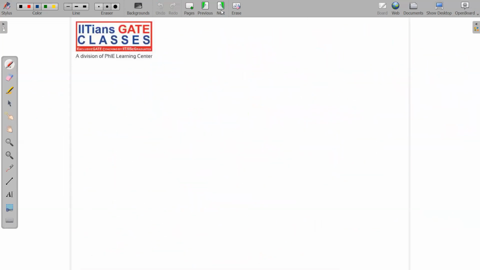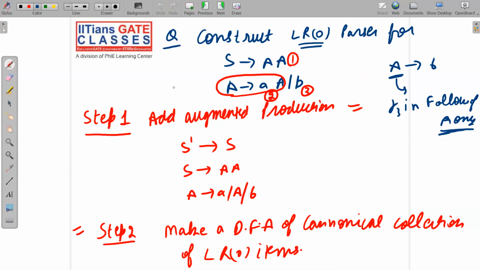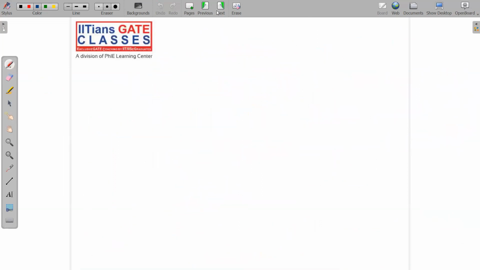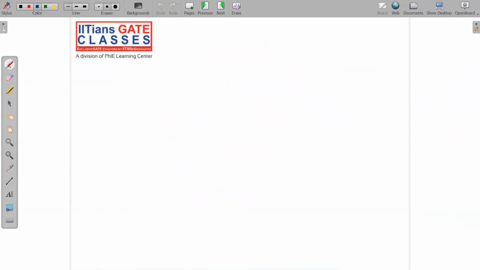I will make the table again for you so that you get more clarity. Everything is the same. Construct LR0 parser for this grammar, we have done. Now I will construct SLR1 parser for this grammar. I will revise each and everything in a faster manner, and I will not repeat things again and again.